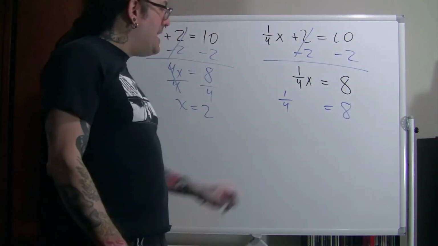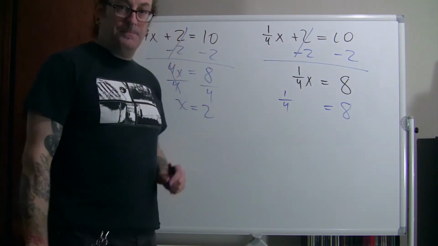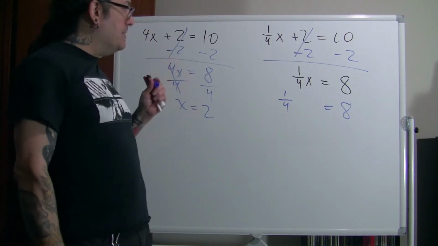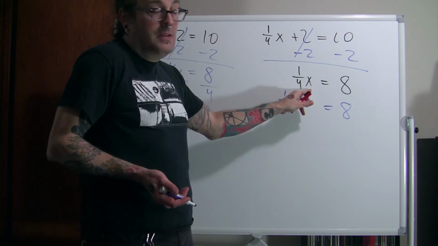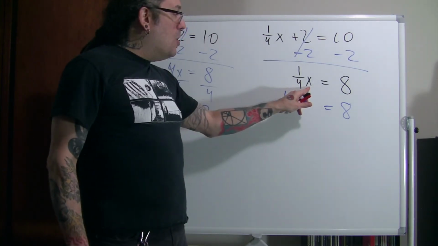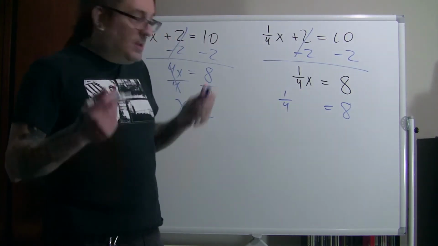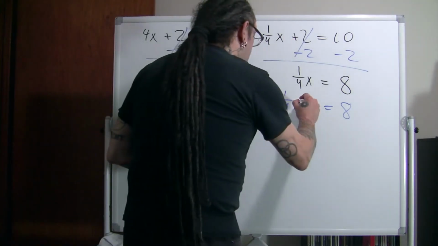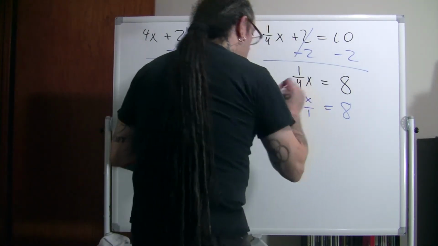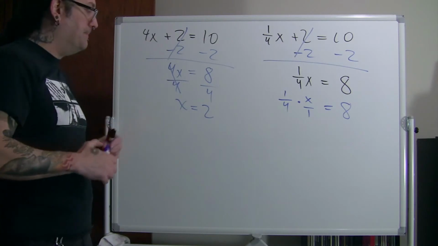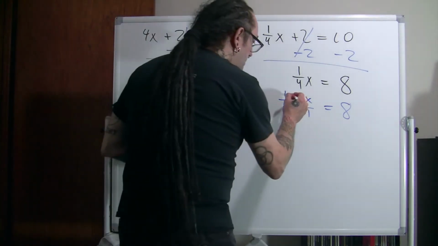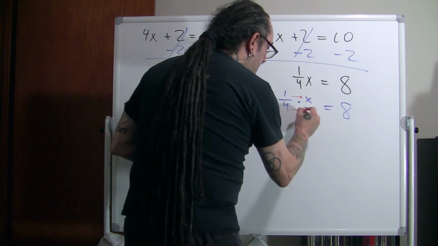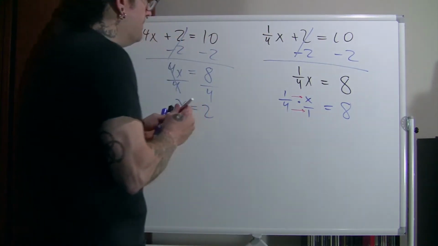But x, can I write x as a fraction? Absolutely. I just said anything, even if x turns out to be a fraction, anything over 1 is itself. So let's say that. So I say this, x over 1 equals 8. Okay, here we are with a fraction again. Straight across the top, straight across the bottom.